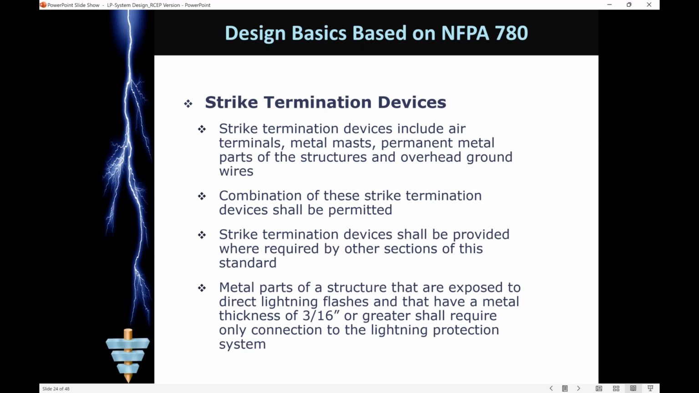So on a commercial facility, you're going to have air terminals on top of the structure around the perimeter, and then you're going to have down conductors that go down to the ground system. If you have a structure that's 3/16 of an inch or greater, it can be used as the down conductor. So if you think about towers or structural steel, as long as they're bonded properly to the ground system, we use those as ground conductors in lieu of a ground conductor cable.